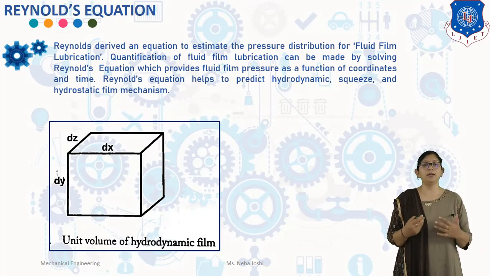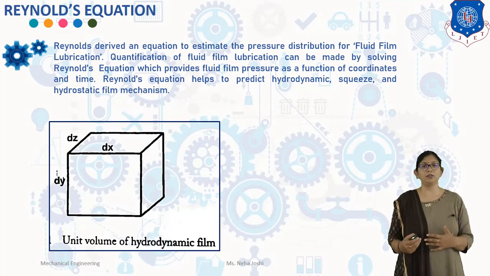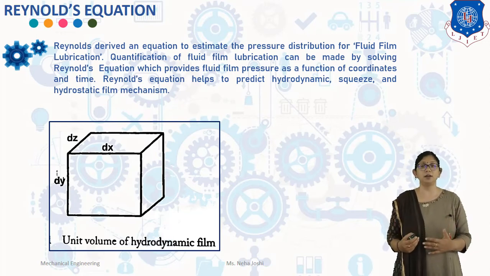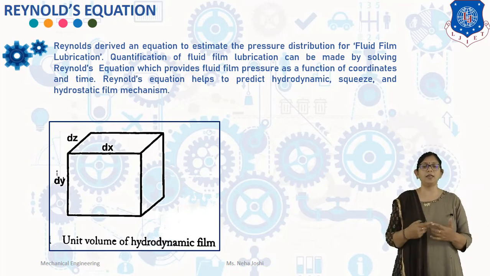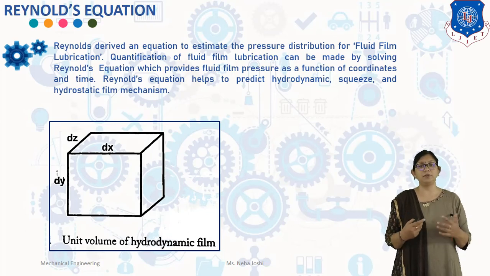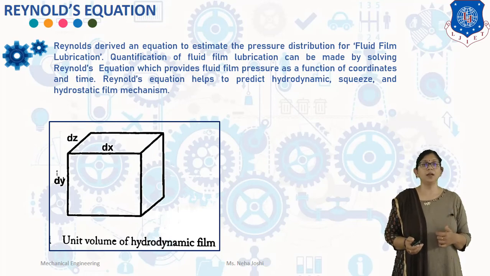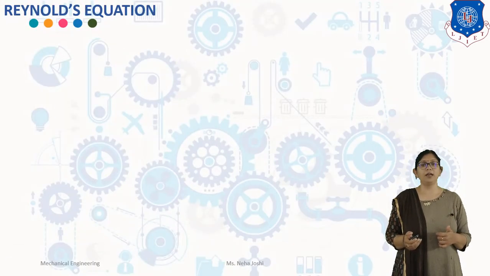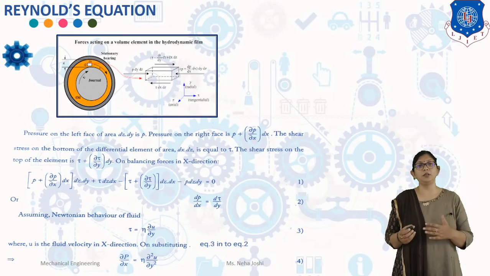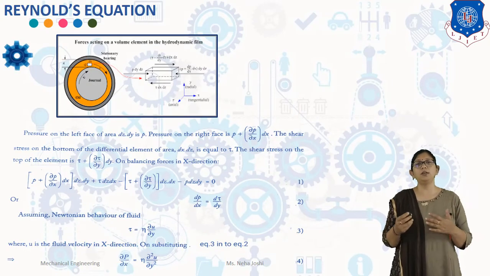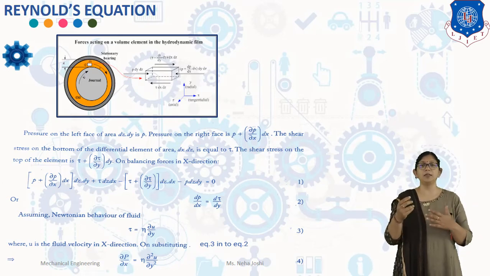To model the pressure as a function of angle of inclination and the film thickness, let us consider a differential fluid element of size dx, dy, and the depth is dz, which has certain forces acting on it, neglecting the gravity and inertia forces, as you can see here in the diagram. Now, the pressure on the left face, of area dz into dy, is P. The pressure on the right face is P plus del P by del x into dx, as you can see here in the diagram.